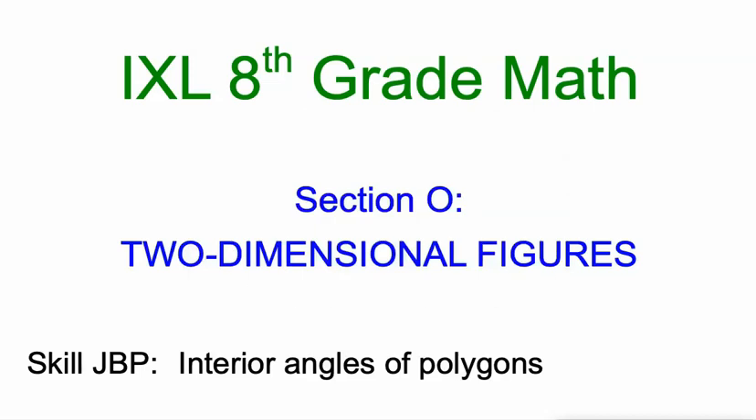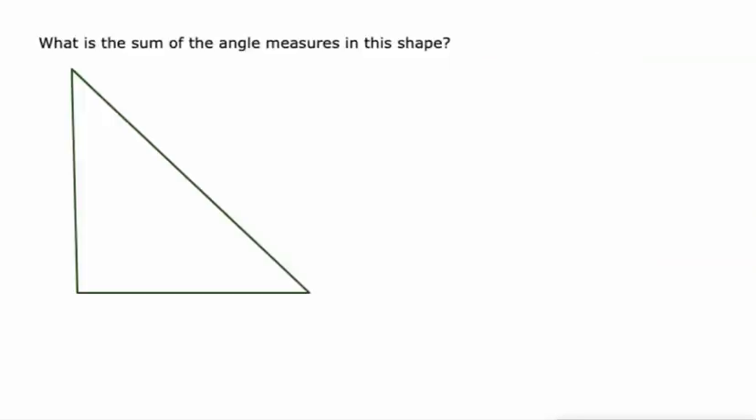Going to deal with the interior angles of polygons in this video, part of Section O in IXL's 8th grade math skills. All right, what is the sum of the angle measures in this shape? Well, it's a triangle, okay? And we know that the sum of the measures of the interior angles of a triangle is 180 degrees, okay? So in every triangle, the angles add up to 180.